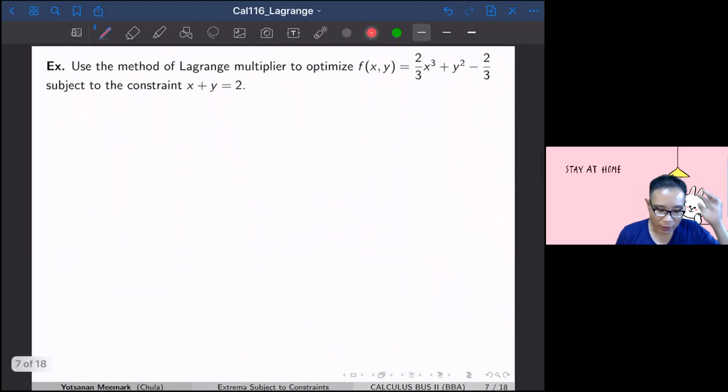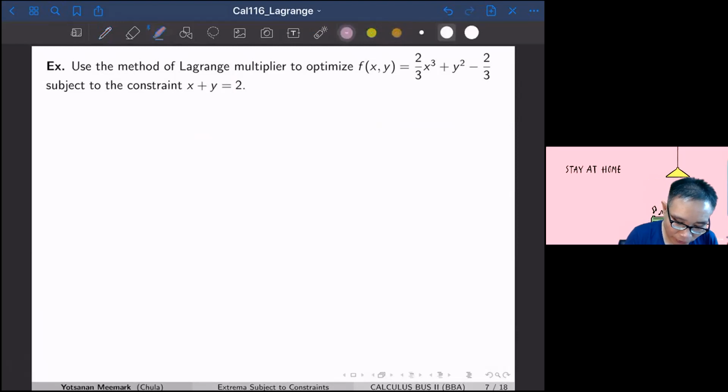will be you like to use the method of Lagrange multiplier to optimize. Okay, optimize means it's going to be maximum or minimum depending on the situation. And you like this guy subject to the constraint x plus y equal to 2. Okay, so this one again form an auxiliary equation. So you have the yellow guy and you have the green one.